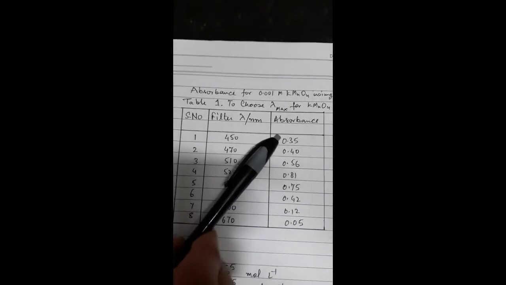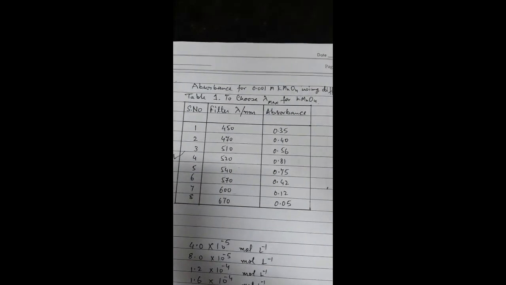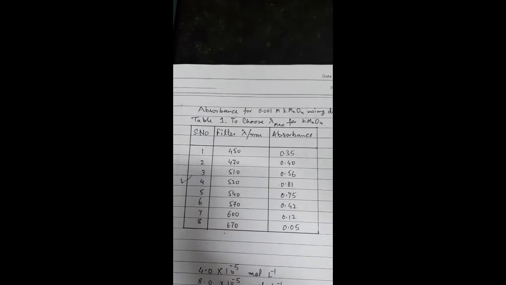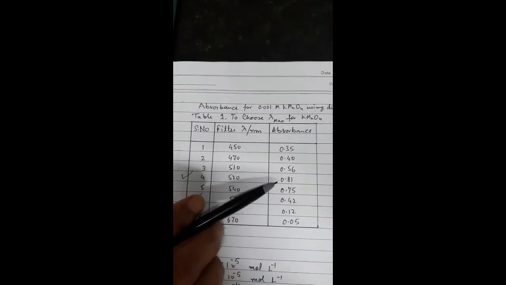Now students, we have noted down the absorbance values for different filters. These are the absorbance values for the 0.001 molar KMnO4 solution, and we can see that for filter number 4, 520 nanometer, the absorbance value is maximum. Now we will do all the observations using this filter. We will be determining the absorbance values for different concentrations. These are the solutions we have prepared, plus one unknown solution to determine its concentration using the absorbance value.